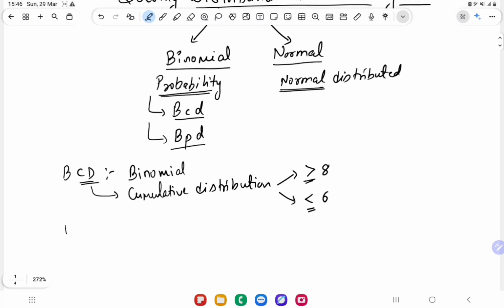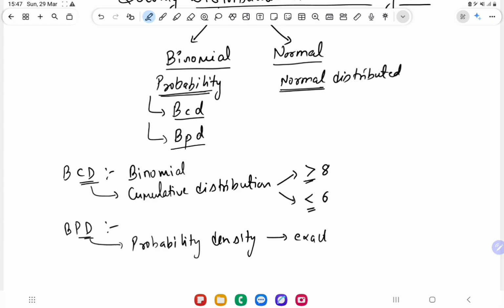Whereas for BPD, B again stands for binomial distribution, and P stands for probability density. Probability density means if I am talking about a particular event, let's say out of 10, I need to find the probability of occurrence of 6. So whenever we are talking about an exact number or a particular event, then we will be using BPD.